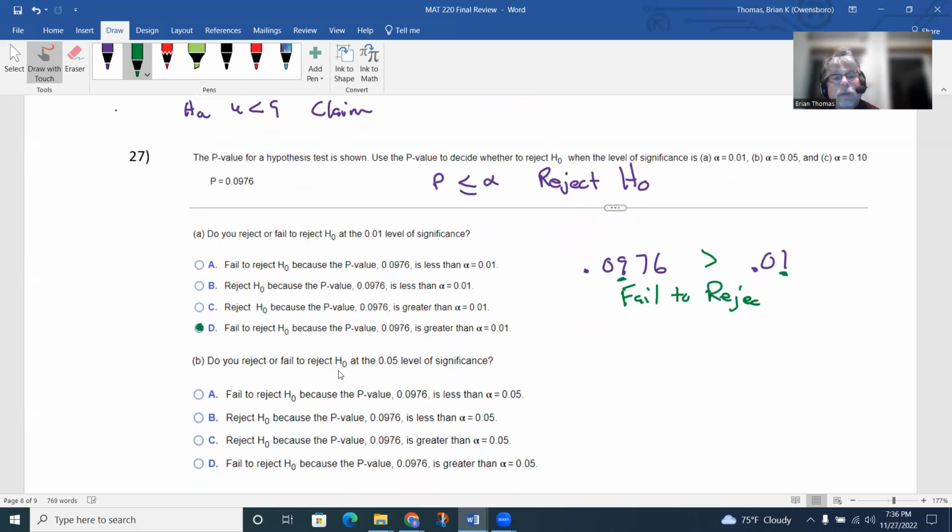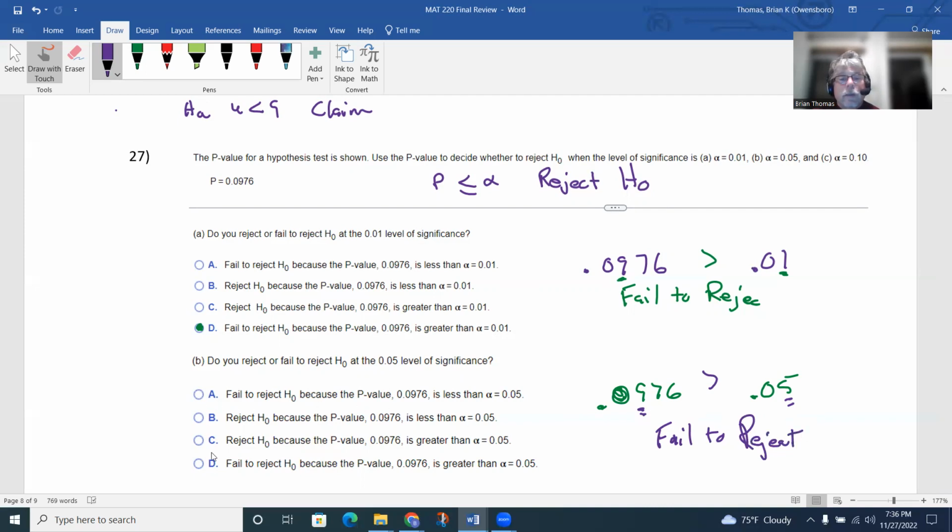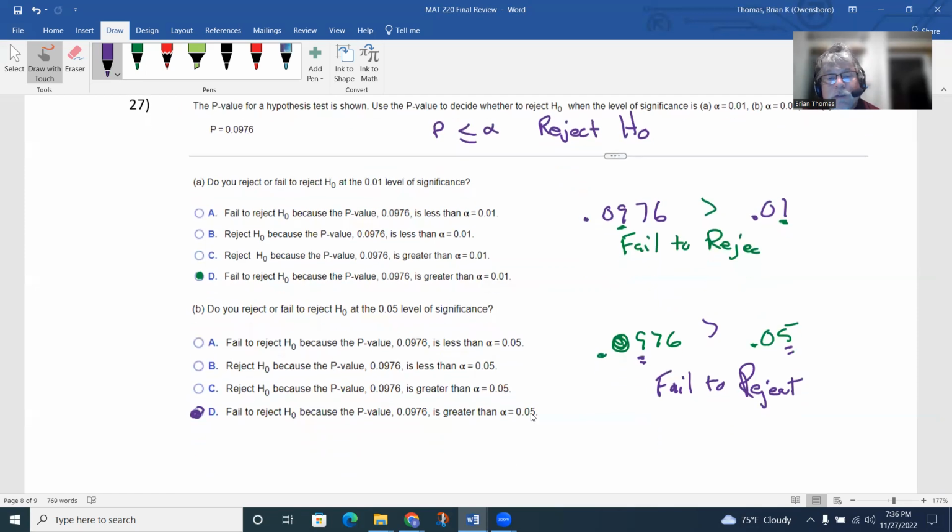Do I reject the null hypothesis at a level of significance of 0.05? Again, we're comparing 0.0976 to 0.05. So what we're comparing is the 9 to the 5, and that's still greater than. So again, this is a fail to reject the null hypothesis. Fail to reject, fail to reject. So it looks like D again. Fail to reject the null hypothesis because 0.096 is greater than the level of significance, which is 0.05.